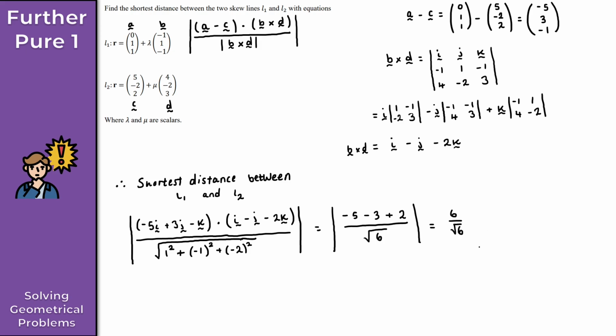Now it doesn't ask for the answer here in a specific form, so you could just leave the answer like this, and that would be absolutely fine. But a nicer way to present the solution here is to rationalize the denominator, okay? If we do that here then, times top and bottom by root 6, we get 6 root 6 over 6. Clearly the 6's will just cancel, and we get left with root 6 there, okay? And there we have it. So this root 6 here is the shortest distance between the two skew lines L1 and L2 with these given equations here, okay? So there we have it.